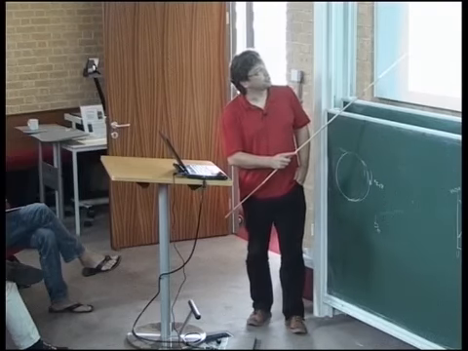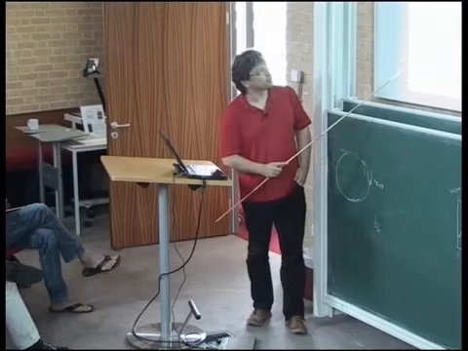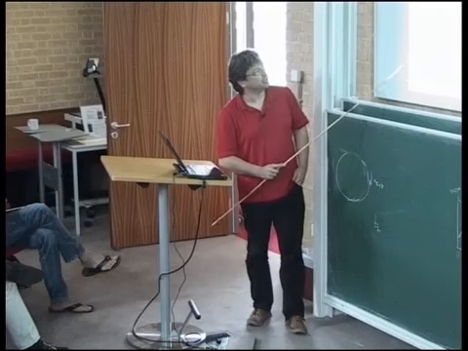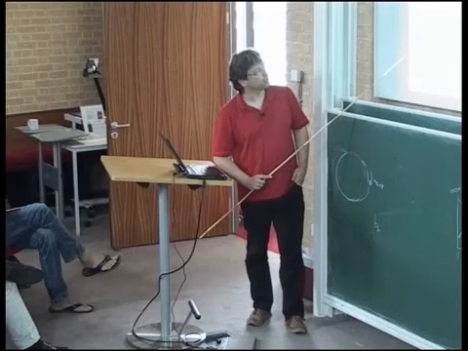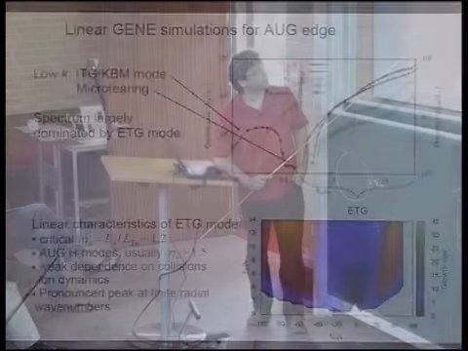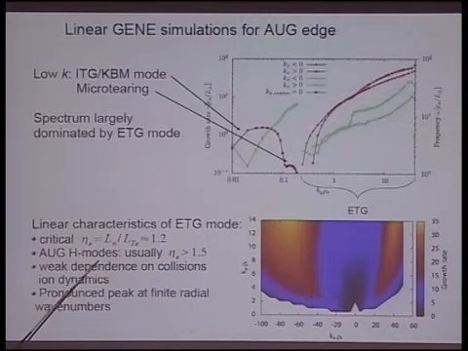However, concerning the characteristics of ETG modes, we still find that there's a critical eta E of the order of unity. And if we believe the measurements, and there's reason to do so, then the ASDEX Upgrade H-modes usually have eta E values in the range of 1.5 to 2.5 or something like that.